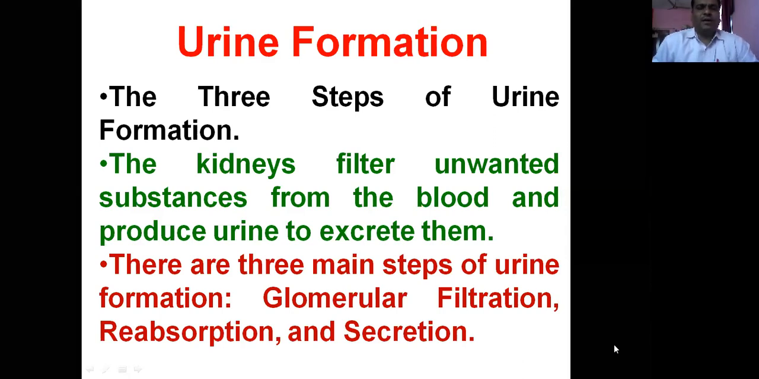In the last lecture, I taught about the structure of the nephron. The nephron is the structural or basic unit of the kidney, where the filtration of blood takes place, and this filtration is very essential to filter out the unwanted substances present in the blood.